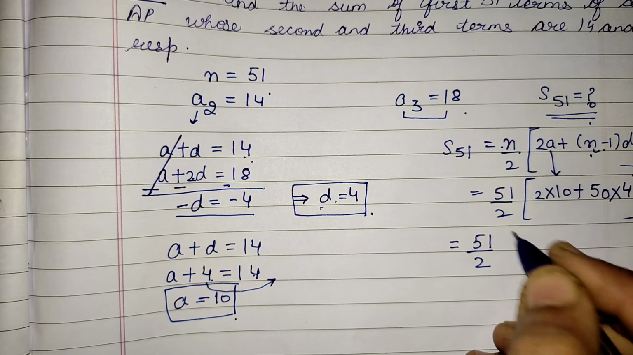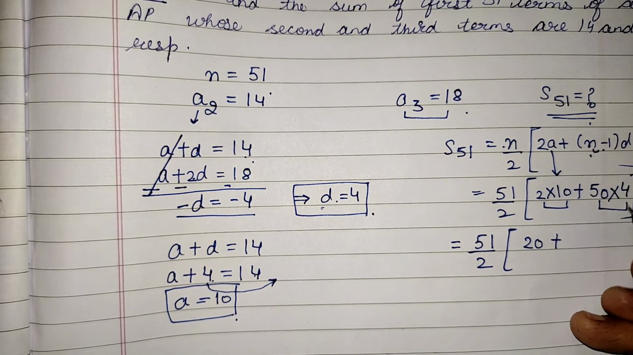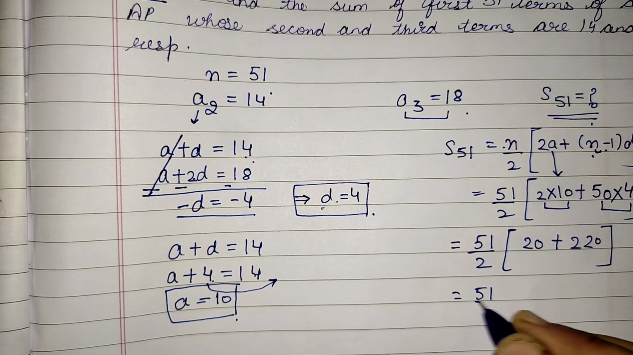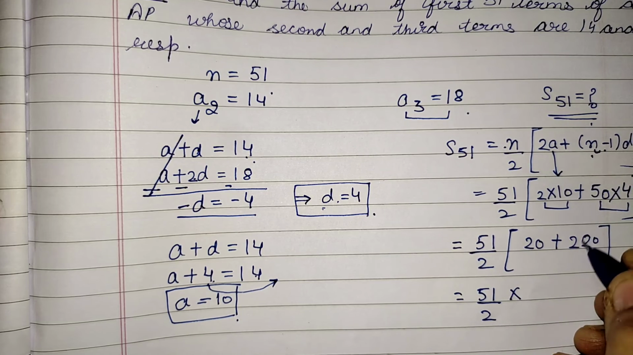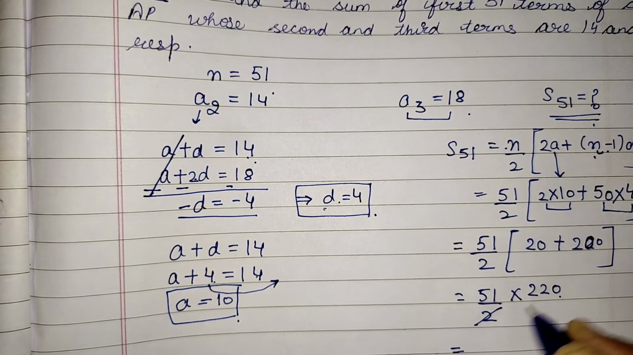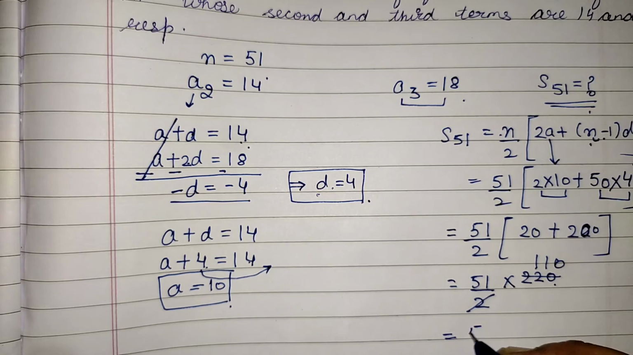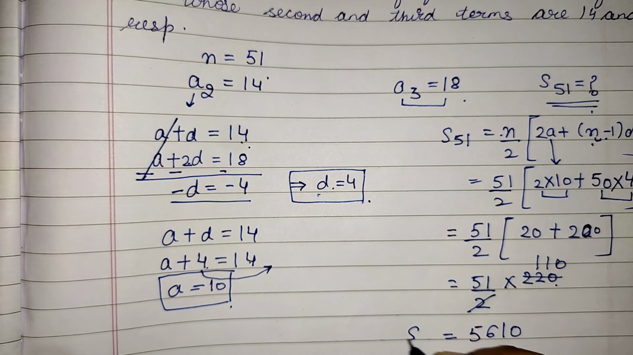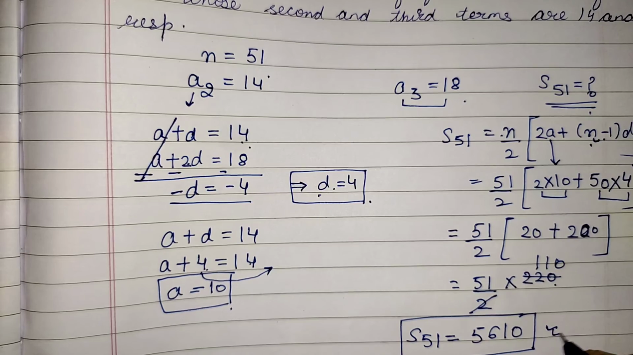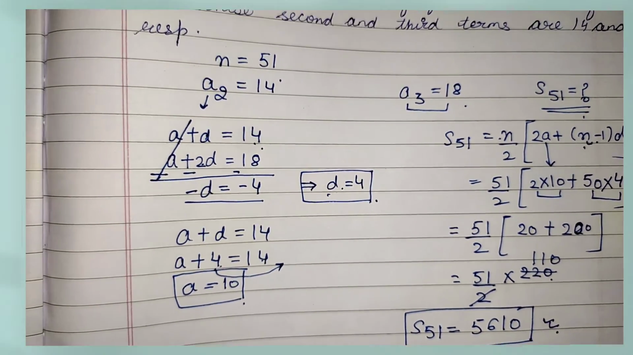So 51 by 2 into 10 will be 20. 50 into 4 will be 200. So after doing addition, this will become 220. So 2 and this will get cancelled out, it will become 110, and 51 into 110 will be equal to 5610, which is the sum of the first 51 terms of the AP.